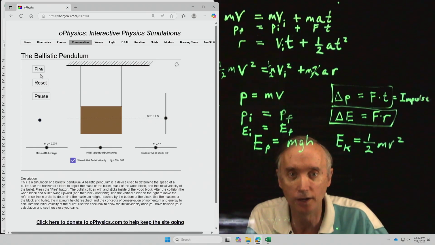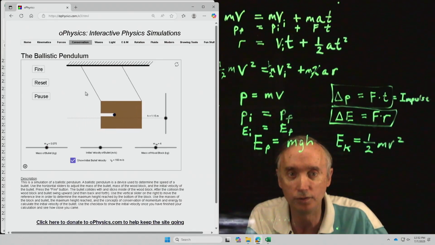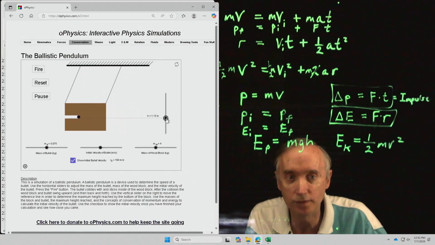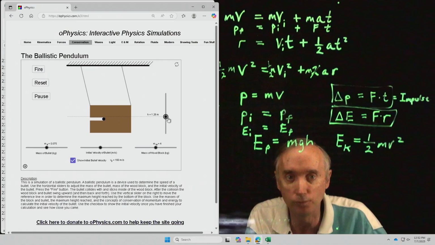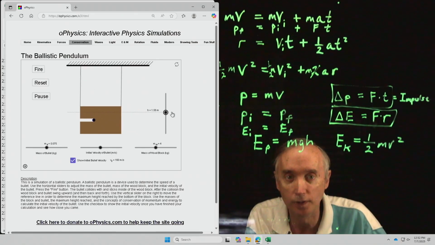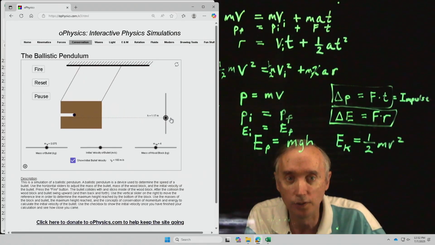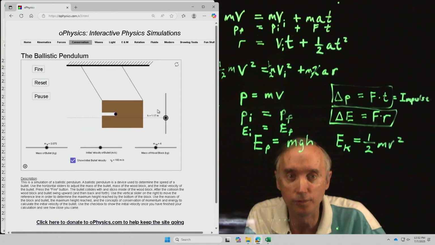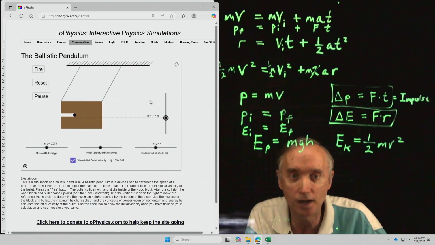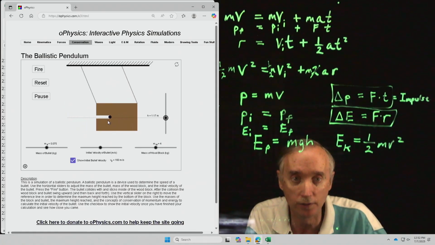Now when you fire it, you're going to take this thing, and you see you can raise it and lower it. What you want to do is raise it until it's in line with the block when it's at the top of its swing. So you see the bullet there?